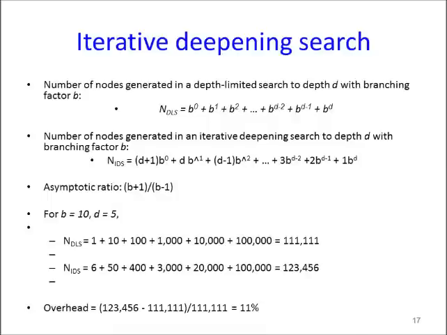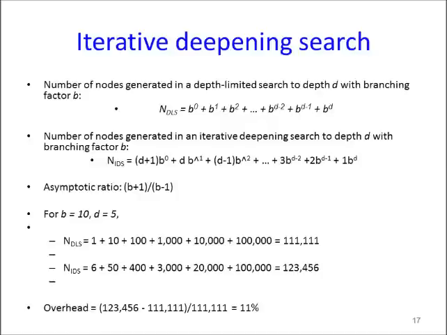This next layer is going to be expanded D times. It will not be expanded in the 0th DLS, but it's going to be expanded in all others. And the last depth is going to be expanded only once. So the number of nodes generated in iterative deepening search is this. Do you know how to sum this?